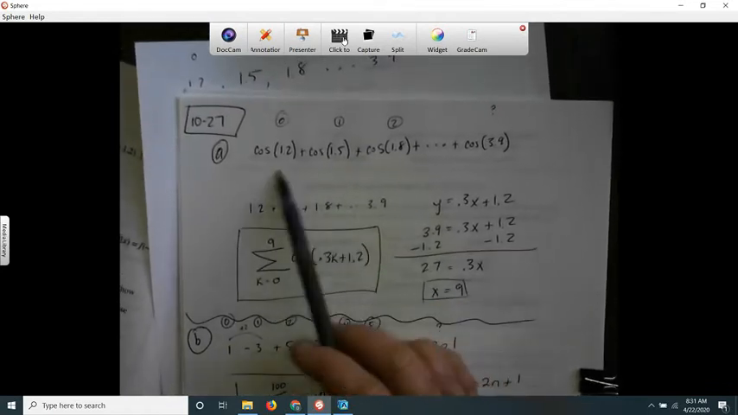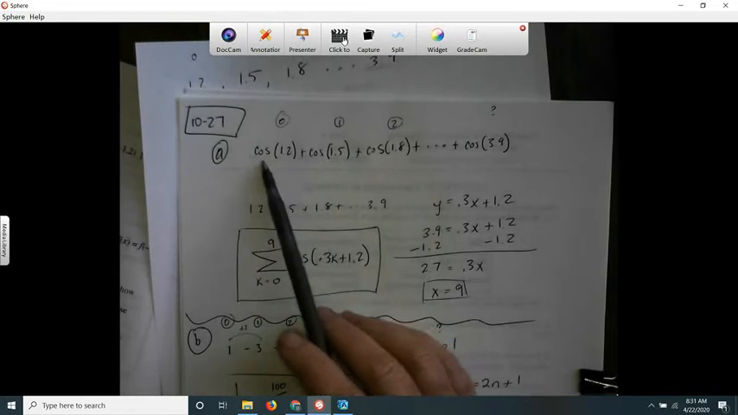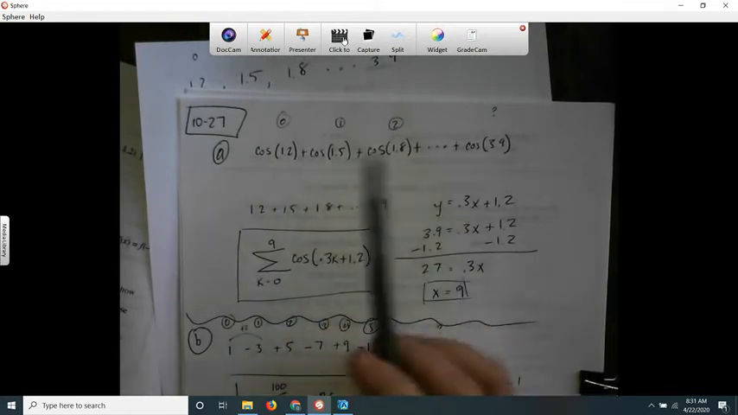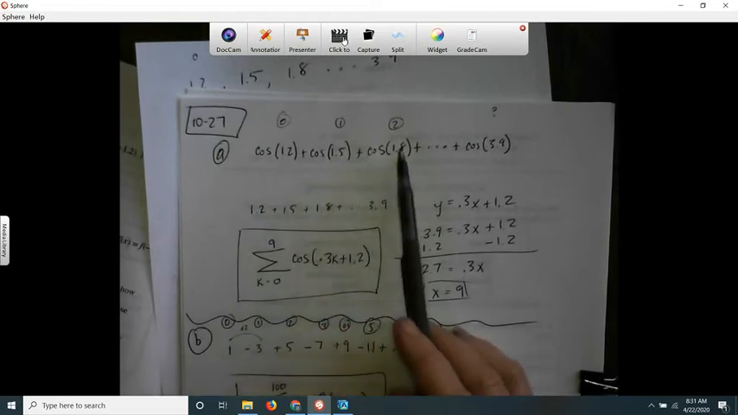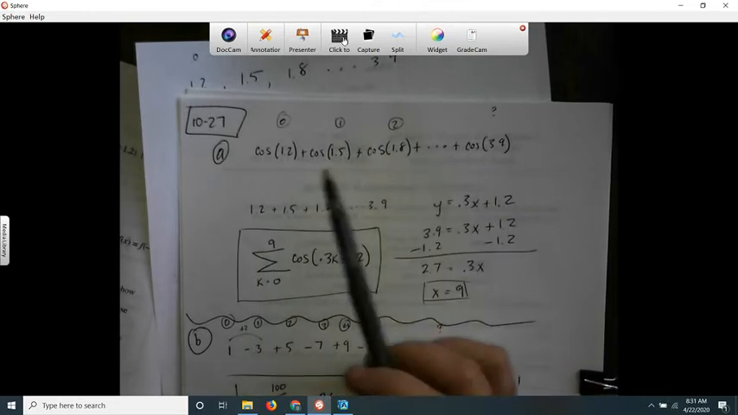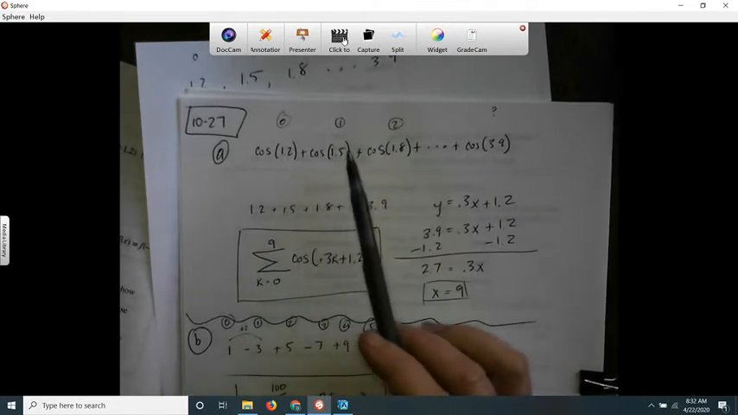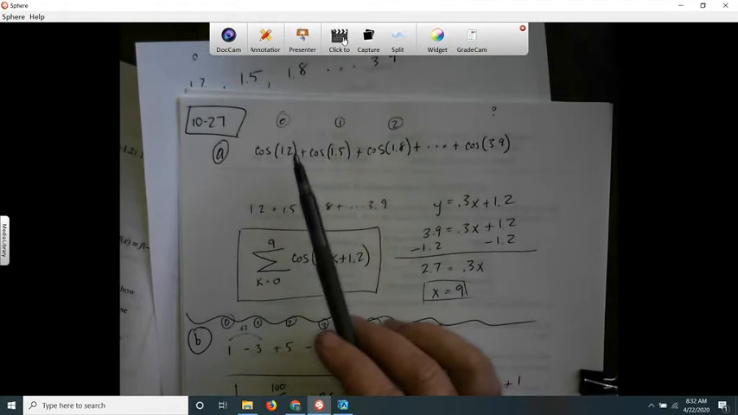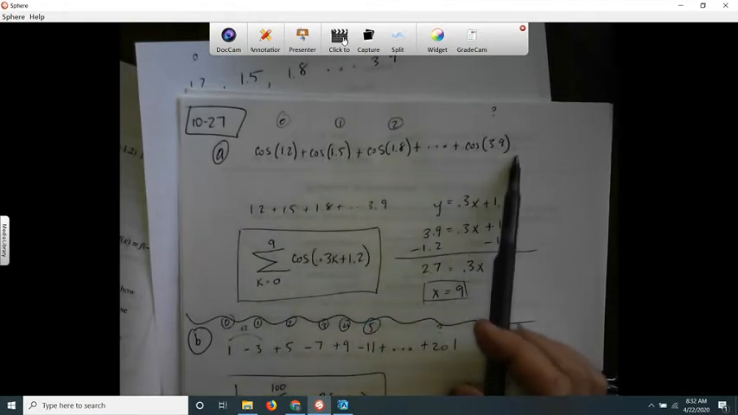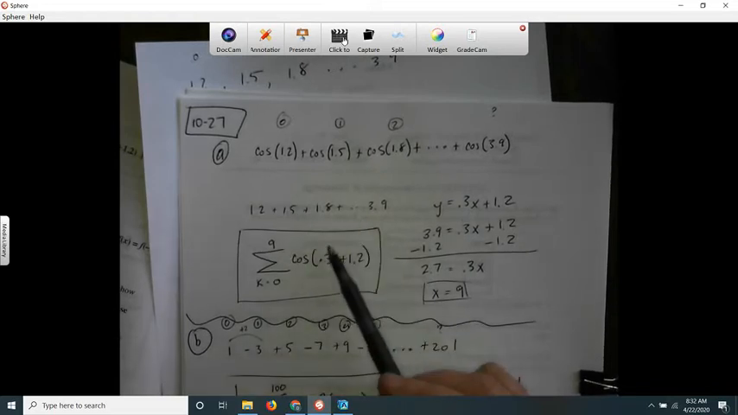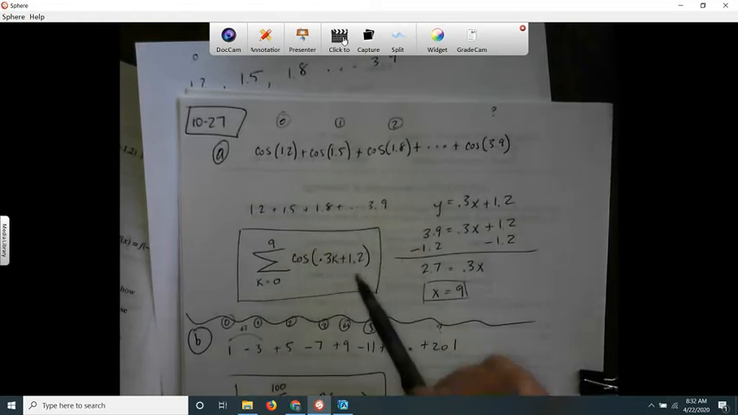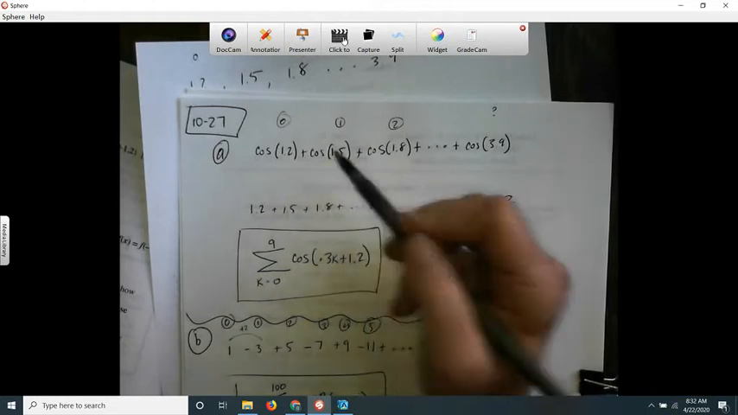So you'll notice that, yes, we have cosine, but you can just look at the numbers, 1.2, 1.5, 1.8. They're going up by 0.3 each time. So they're going up at an even, steady rate, so we know that it's an arithmetic sequence. And so we can look for what it's going up by. It's going up by 0.3.